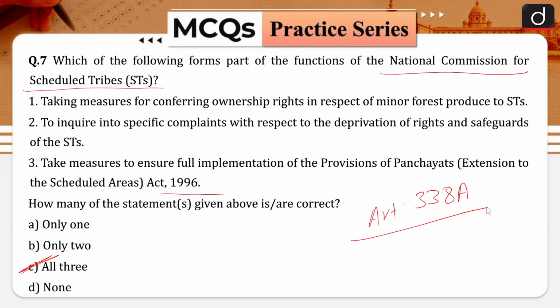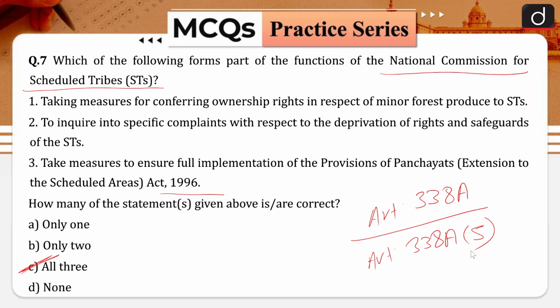Let me know in the comment box below by which constitutional amendment Article 338A was added in our Indian Constitution. So basically, the Constitution under Article 338A, Subclause 5 mandates the National Commission for Scheduled Tribes to perform the following functions.